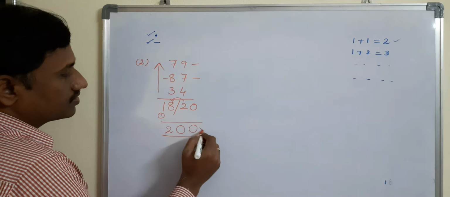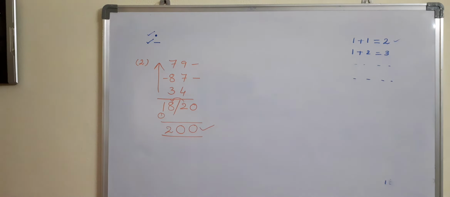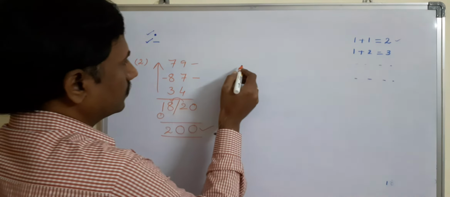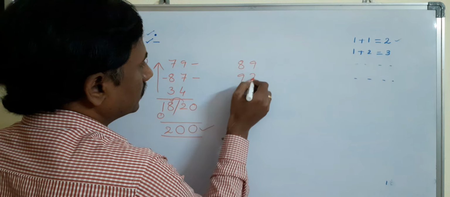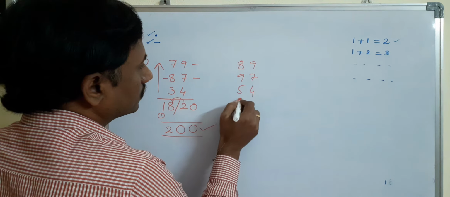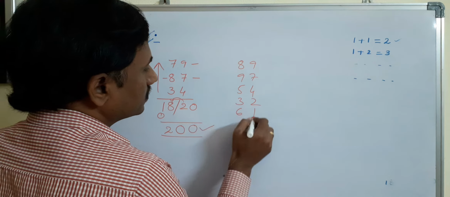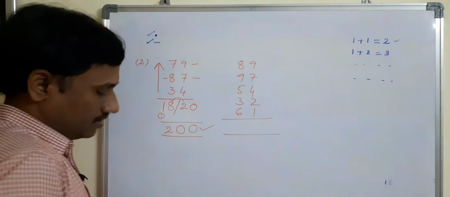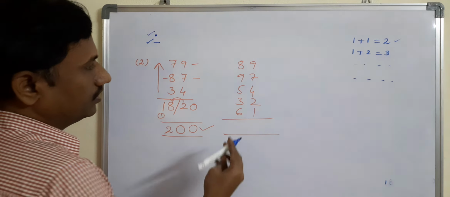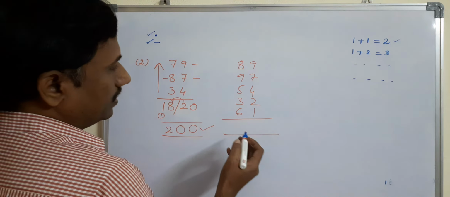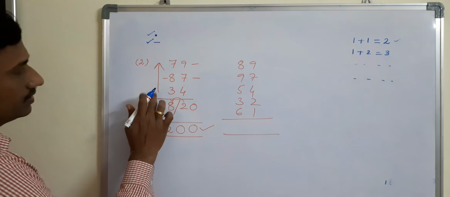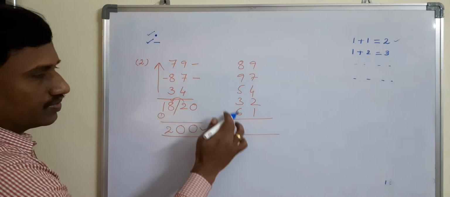In the normal method also, have we got 200 or not? Yes. Suppose I will take one more number: 89, 97, 54, 32, 61. How to proceed? You can start from left to right or right to left. That is your choice. Here we did bottom to top. Now I am doing top to bottom here.